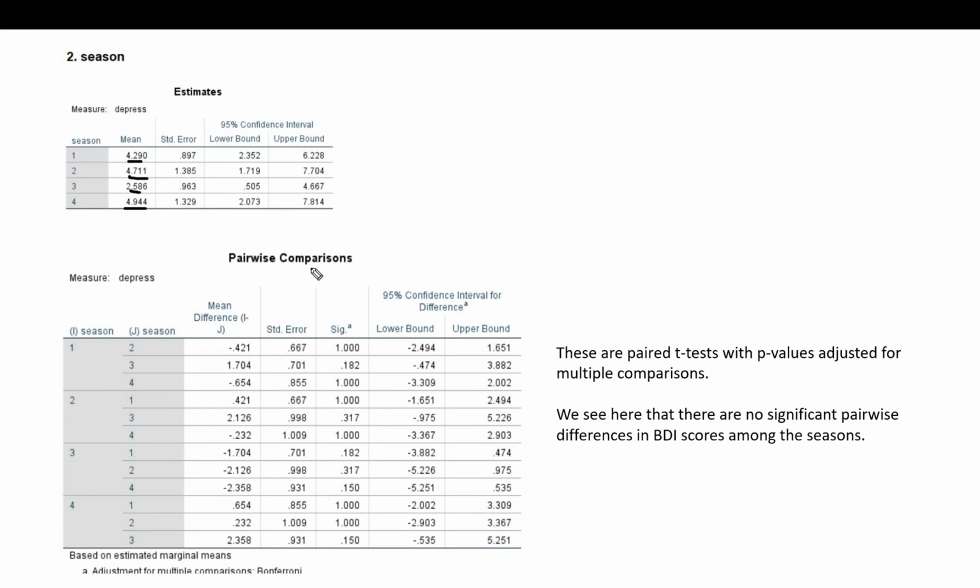And then we've got our Bonferroni adjusted pairwise comparisons. So these are basically paired t-tests with the p-values under the sig column that are adjusted for multiple comparisons. And it turns out that none of the pairwise comparisons are statistically significant.